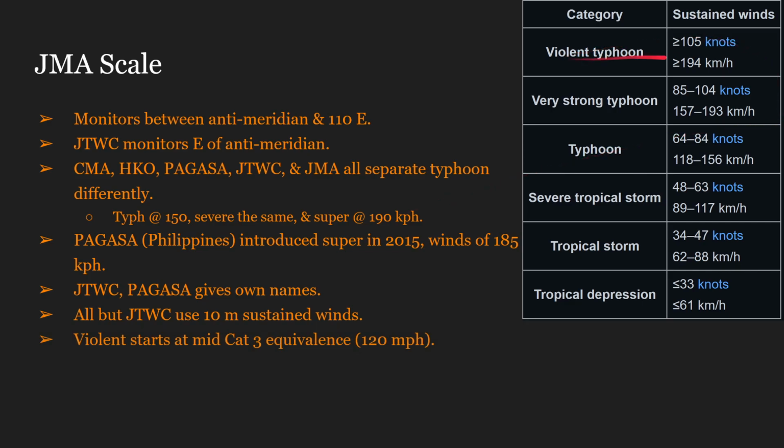Note that violent typhoon on the JMA scale actually starts at around middle of the road category 3 equivalents on the Saffir-Simpson scale. 194 kilometers per hour is equal to 120 miles per hour, give or take a few miles per hour, that is.